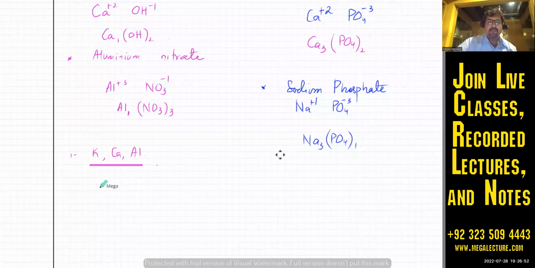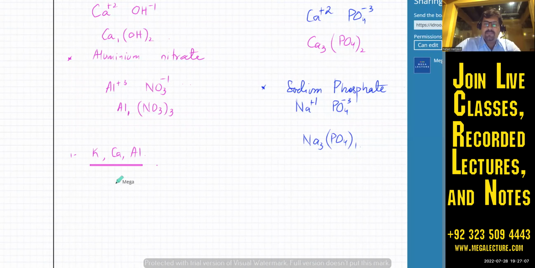Like potassium hydroxide. What is potassium hydroxide? What is potassium phosphate? What is potassium nitrate? And the same goes for calcium, right? So that's basically the question. Okay, so make the formula, and I'm going to share the board link. Okay, sharing it here.